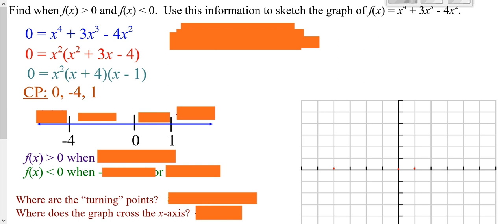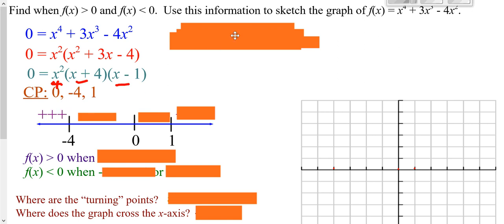So let's consider this. Let's try a number over here like -5 in this region, because we want to plug it in to see if it's positive or negative. I like doing it into the factored form. Plug a negative here, squared is positive. -5 plus 4 is negative. -5 minus 1 is negative. Negative times a negative is positive times another positive means it's positive over here.